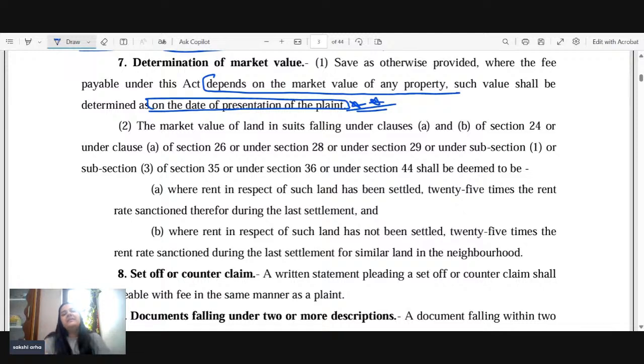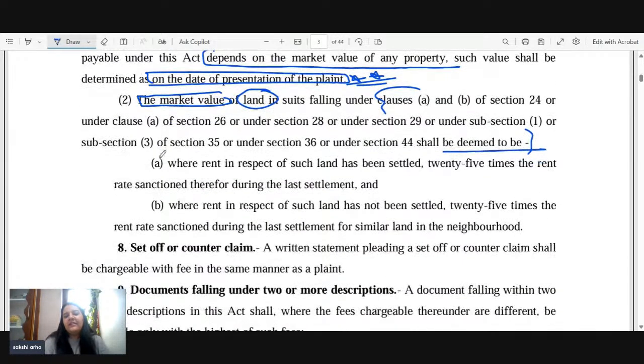The day you are presenting your plaint, on that day, whatever the market value is, that will be the market value of any property. Okay, just underline this, on the day of presentation of plaint. Second, the market value of land in suits falling under clause A and B of section 24 or 26 or 28, so these are certain sections, shall be deemed to be. So if the land which is falling under these sections, okay, तो उसकी market value हम कैसे determine करेंगे?